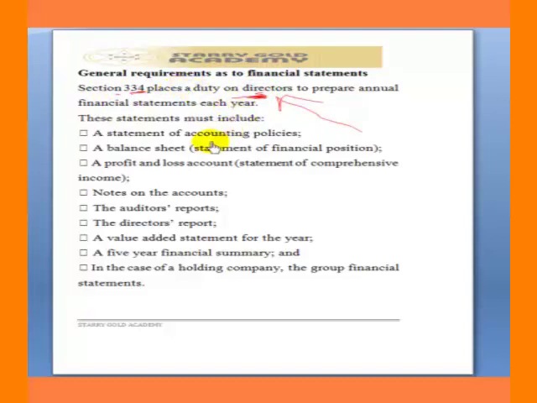And it says that the accounts must contain the following: the statement of accounting policy, a balance sheet, which is now known as the statement of financial position, a profit and loss account, which is now known as the statement of profit or loss and other comprehensive income, notes to the account, auditor's report, director's report, a value-added statement. In IFRS, the value-added statement is not really a component of the financial statement again, but it can come as additional information. A 5 years financial summary. So all these things are additional information that comes at the end of the financial statement. These are the basic requirements of CAMA on directors in the preparation of financial statements.